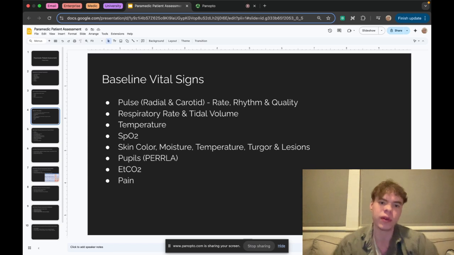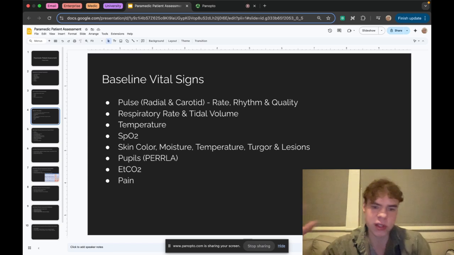So if someone is hyperventilating, then they might not be getting enough oxygen, correct? Or they're having trouble breathing. And if someone isn't breathing, they're definitely not having enough tidal volume, because tidal volume, I believe, is just the amount of oxygen that you're getting inside of you.